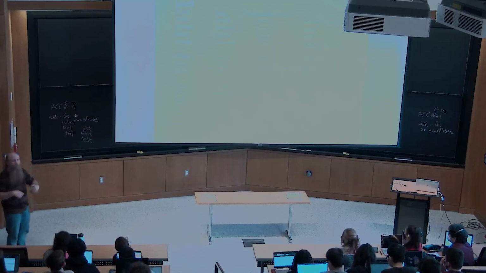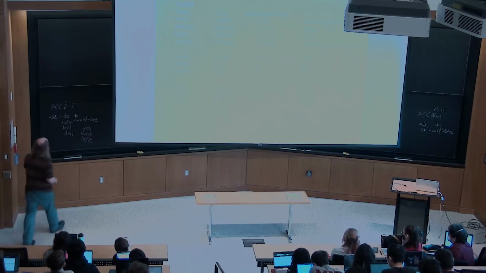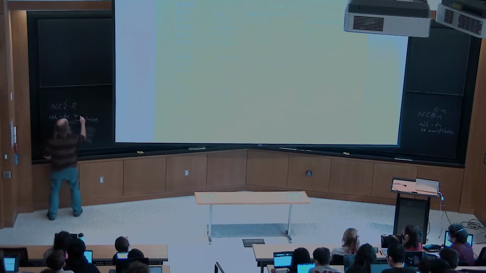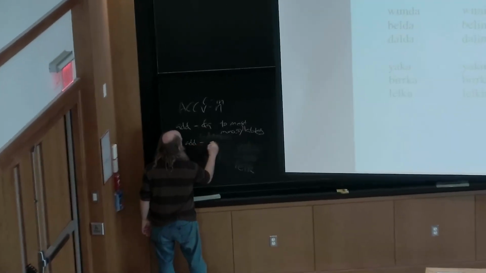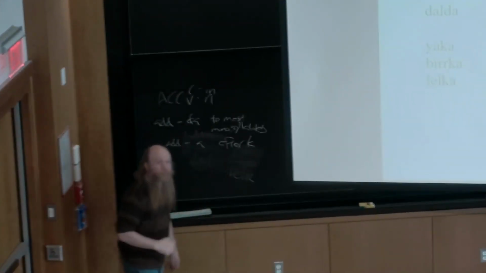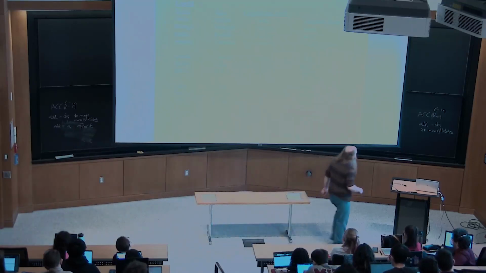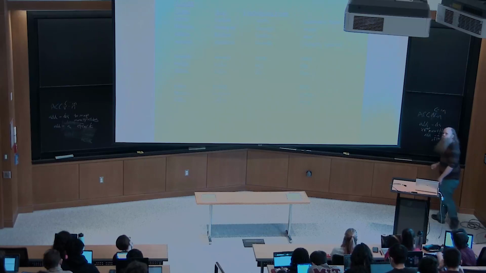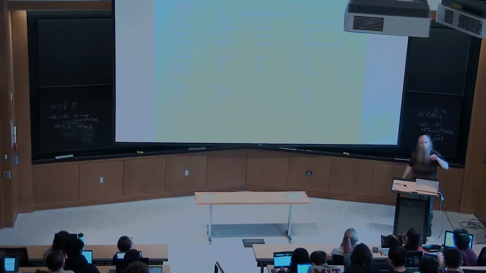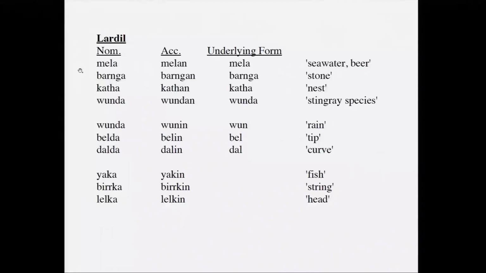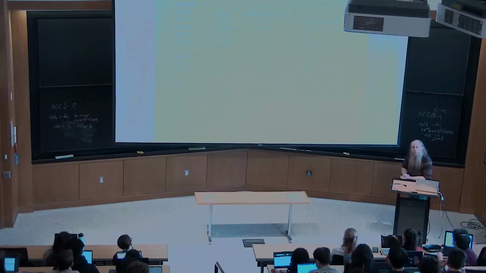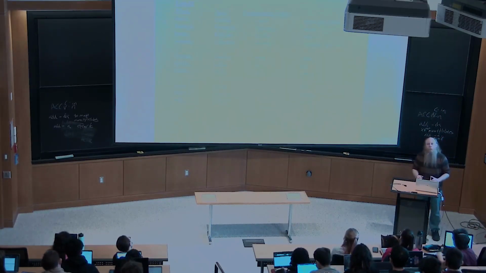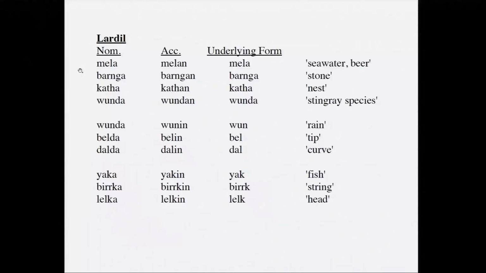Yak, birk, and ralk all end in a K. So maybe I've got two general rules here. It's not add da to monosyllables. It's add da to, I'll say, most monosyllables. Add a after K. Say the same thing over here. Add da to most monosyllables, add a after K. You cannot have two stops in a row. Yakda would break that. That's right. There aren't any Lardel words that have two stops in a row. Yeah, that's true. So yak, bik, and ralk.